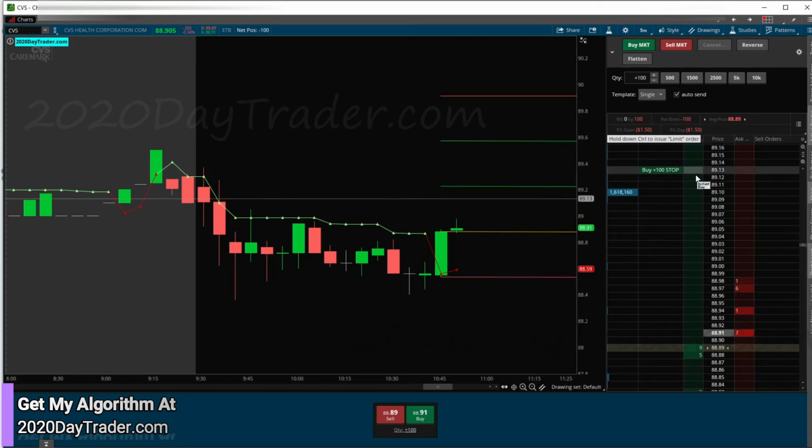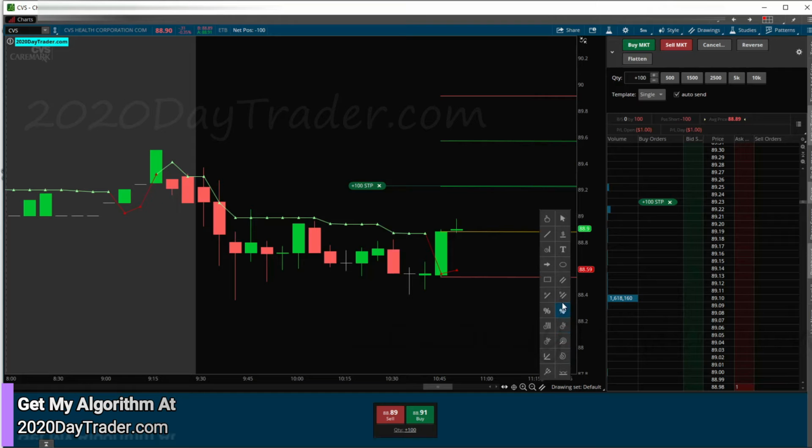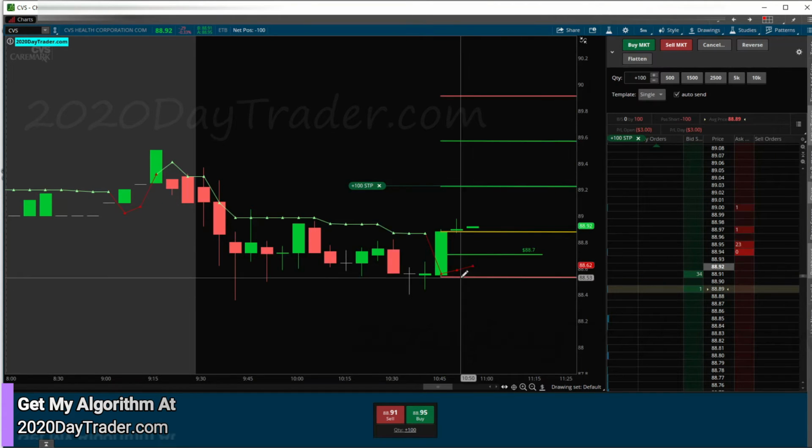Let me put my stop in real quick, my starting stop. Right there. And then target is roughly right there, at least the first target. Second target is right there.